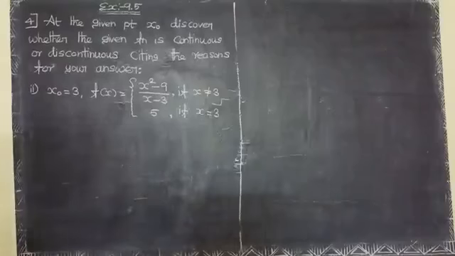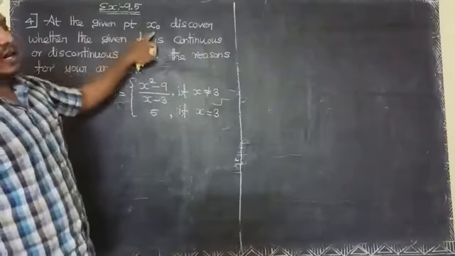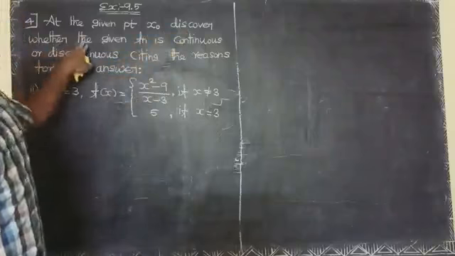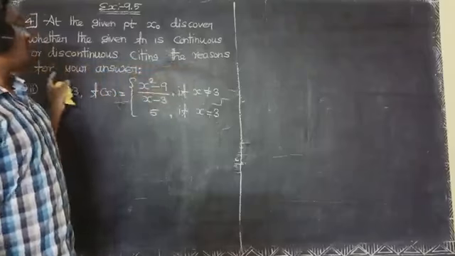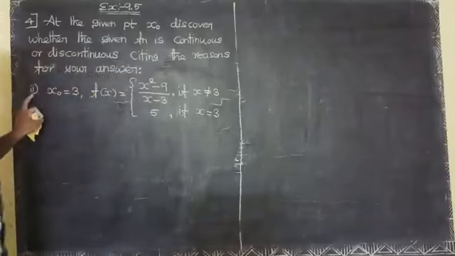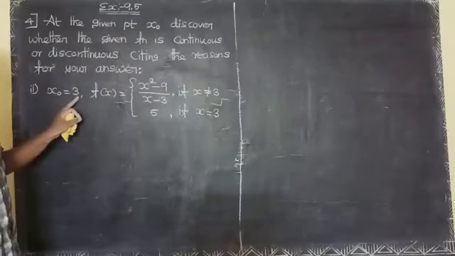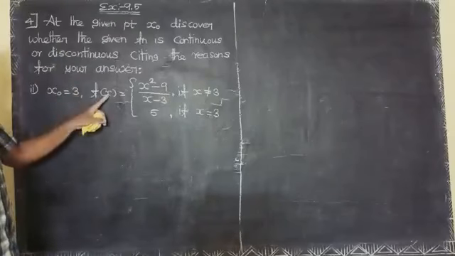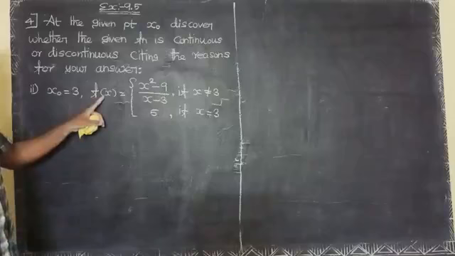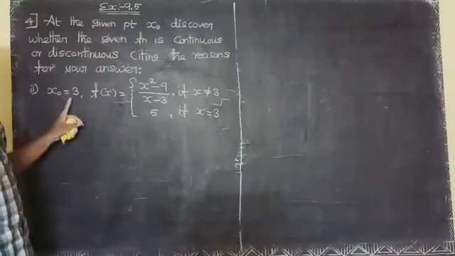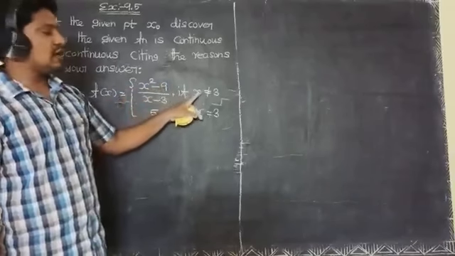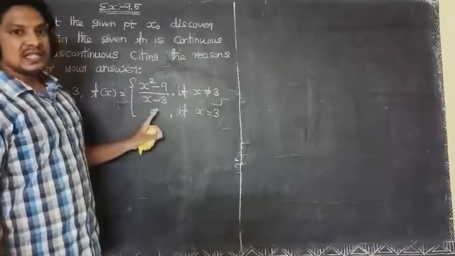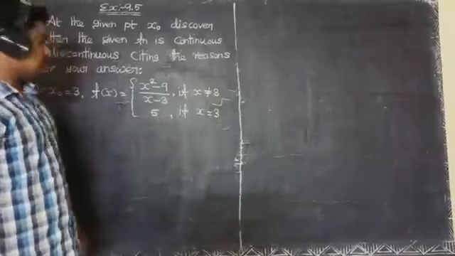Question number 4. At the given point x0, discover whether the given function is continuous or discontinuous, citing the reason for your answer. Second subdivision, x0 equal to 3. It means identify whether the given function is continuous or discontinuous at x0 equal to 3. f of x equal to x squared minus 9 divided by x minus 3 if x is not equal to 3, otherwise 5 if x equal to 3. Solution.